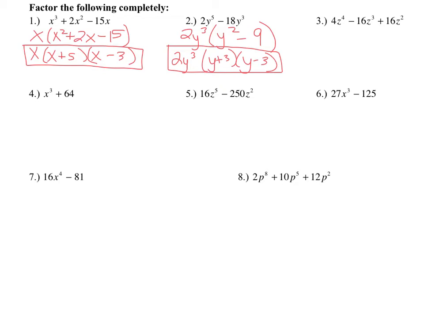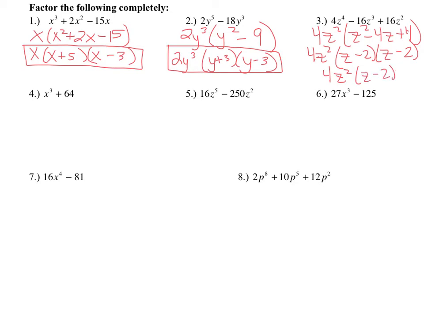On the third one, I see they're all divisible by 4 and a z squared. So I factor that out. I'll be left with z squared minus 4z plus 4. So that's a perfect square trinomial. It can factor into z minus 2 times z minus 2. So my complete factorization is 4z squared times z minus 2 times z minus 2.